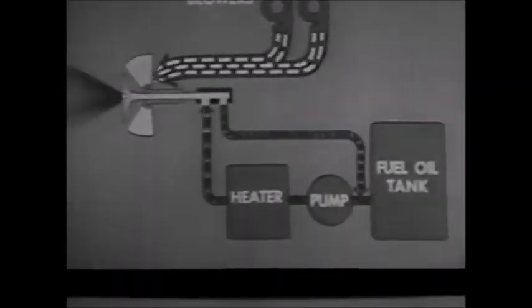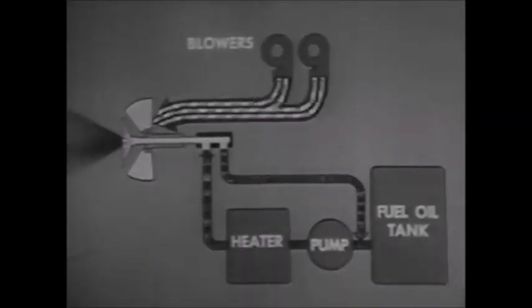Varying the speed and number of the forced draft blowers is the principal method of controlling the burner air supply. You can make limited adjustments to the air supply with the air doors.